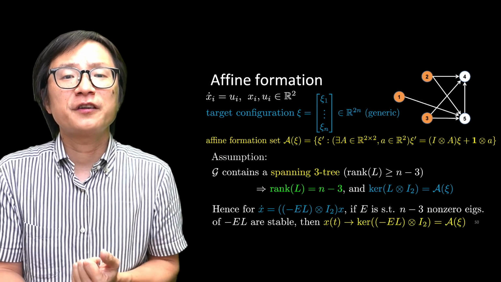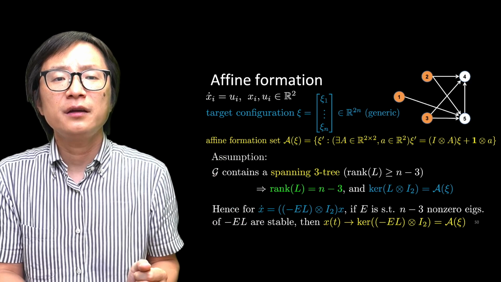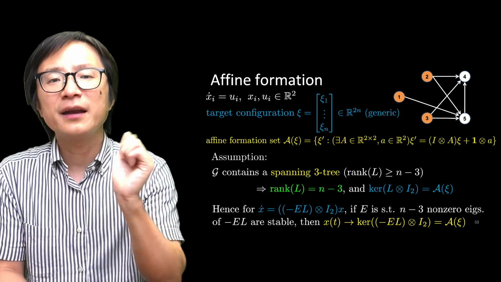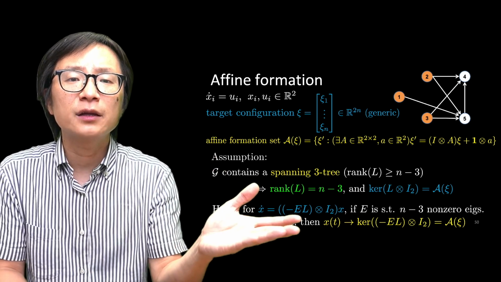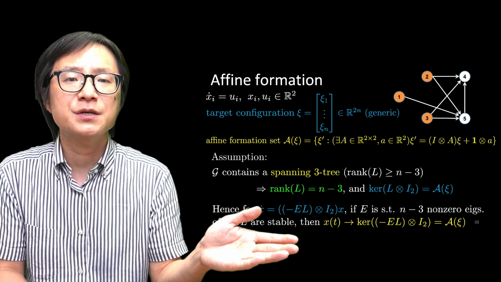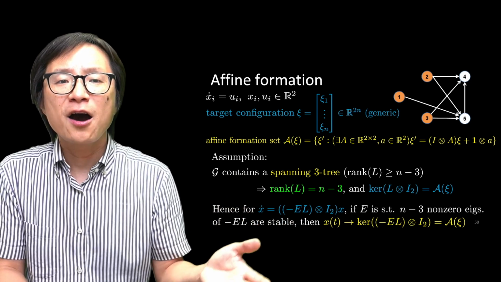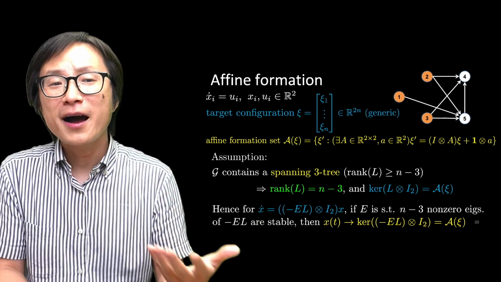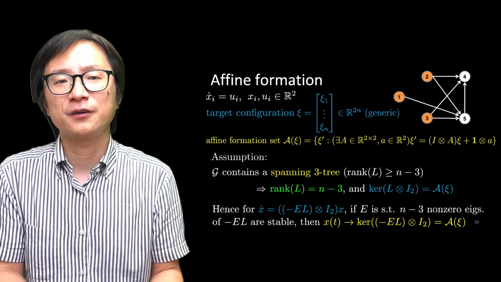So for the overall system, if we can design the diagonal invertible matrix E such that the n-3 non-zero eigenvalues of minus EL are stable, namely having negative real parts, then the state will converge to the kernel of minus E times L Kronecker product I2. Because E is invertible, that kernel is the same as the kernel of L Kronecker product I2, which is the same as the set of all possible affine formations. That means that the state will converge to an affine formation.